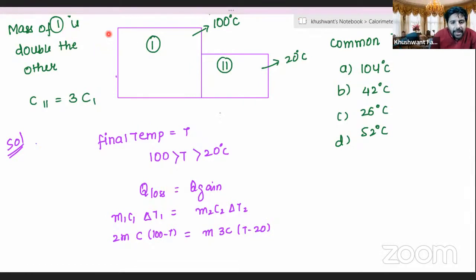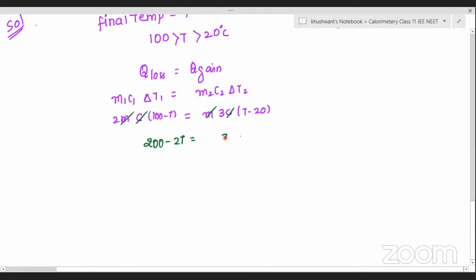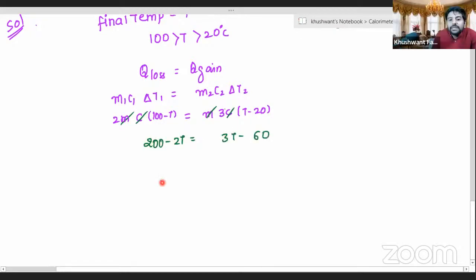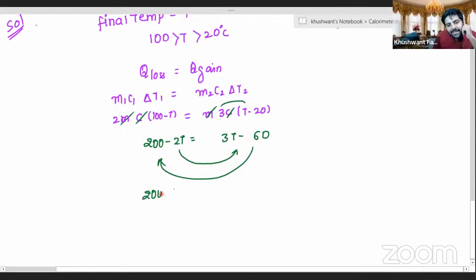So M and C get cancelled. On multiplying the numbers respectively, we'll have 200 minus 2T is equal to 3T minus 60. Now this minus 2T will go to the other side and become plus, and this minus 60 will also go to the other side and become plus. So 200 plus 60, and 3T plus 2T, which becomes 5T, is equal to how much? 260.